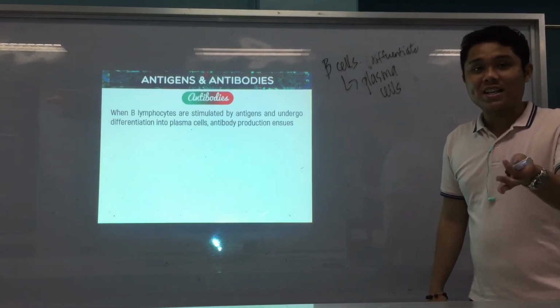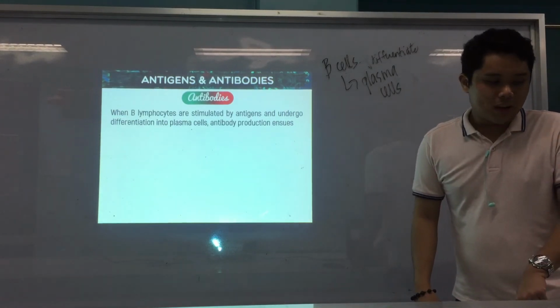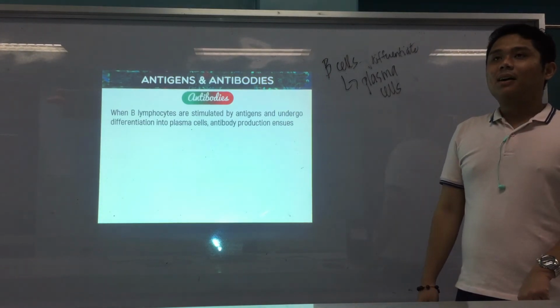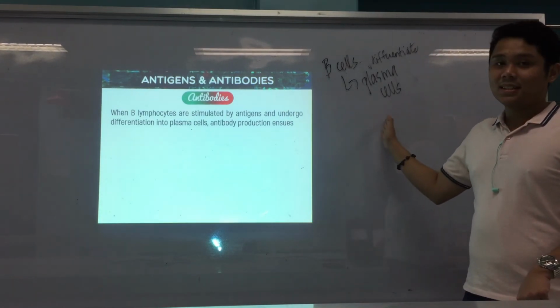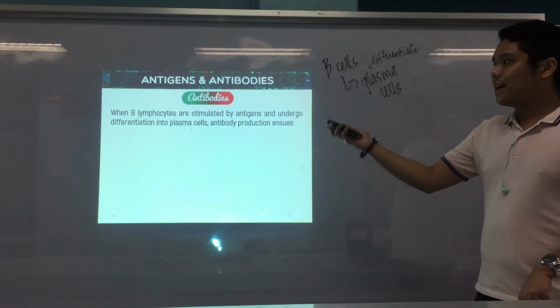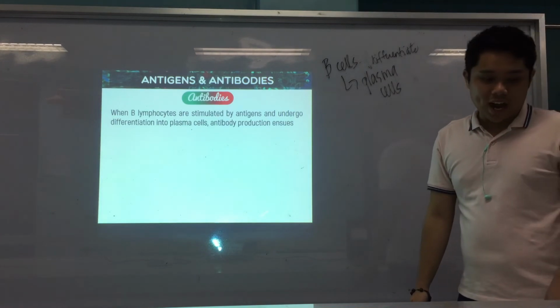Recall in our class in AUBF, what disease is the proliferation of plasma cells? Multiple myeloma. So again, plasma cells produce your antibodies.